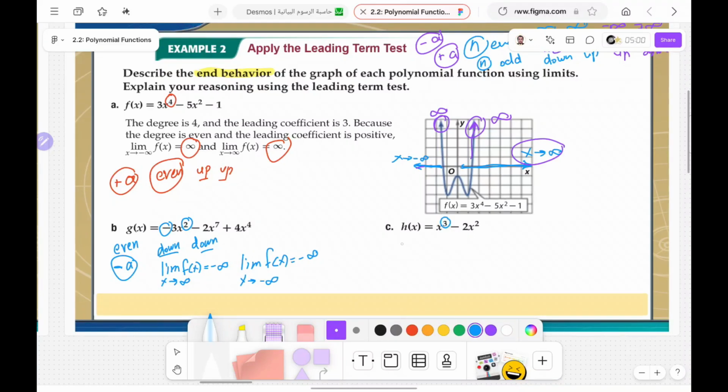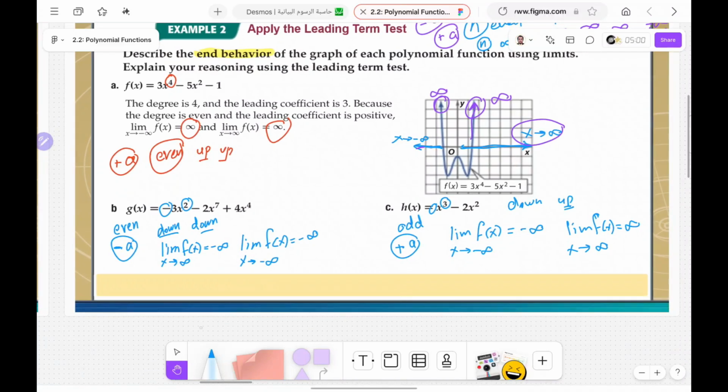Now let's do this one. Look at the power. What's the power? It's an odd number. Odd number means starts down, ends up. Now look at the leading coefficient. Is it positive or negative? It's positive. Because it's positive, it will start down and end up. So the limit as x approaches negative infinity, always start with the negative, is negative infinity, because it starts down. And the limit of f of x as x approaches positive infinity is positive infinity. Why? Because it's up. I hope you understand this.